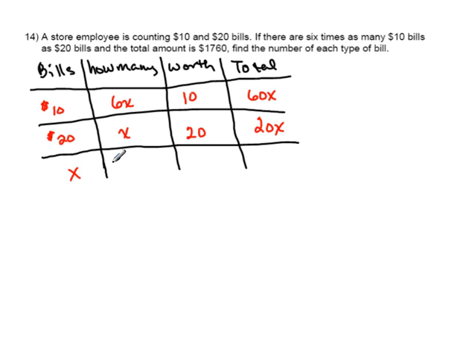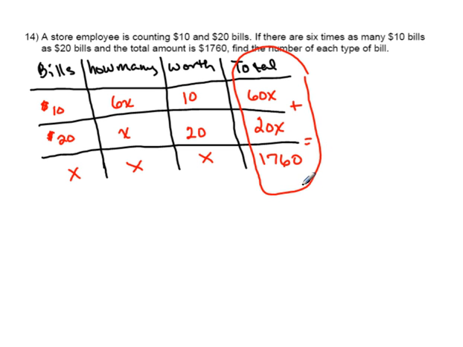Well, we don't really have a mixture here, but what we do have is the total amount of money, which is 1,760. And remember, all we need is the values to be filled up for all three in the last column. So it's always going to be the two things we're mixing added together equals the total. So our equation is going to be 60x plus 20x equals 1,760. Combine your like terms here.